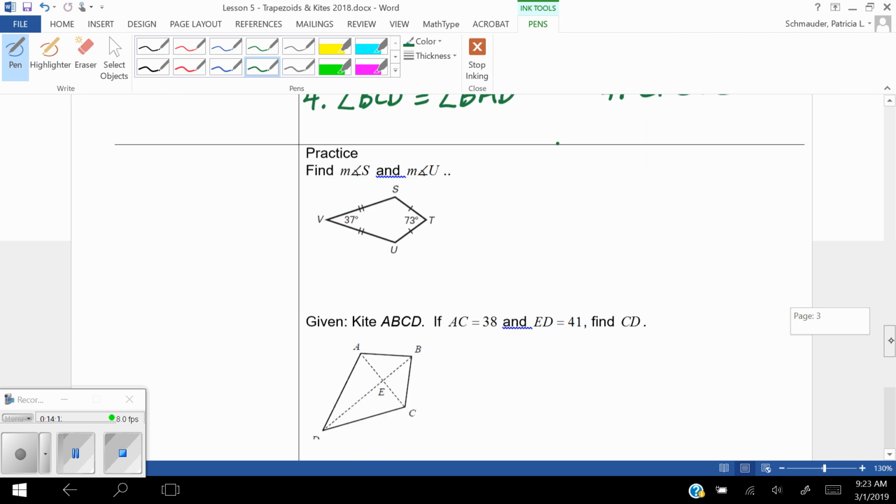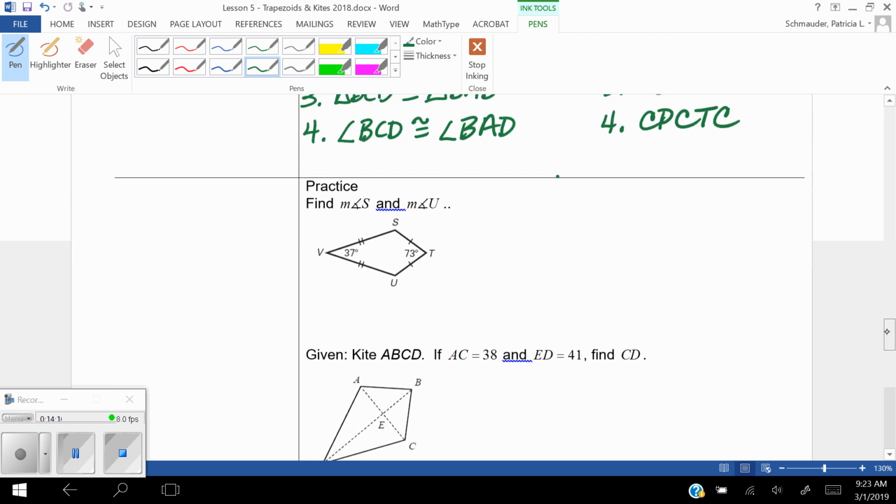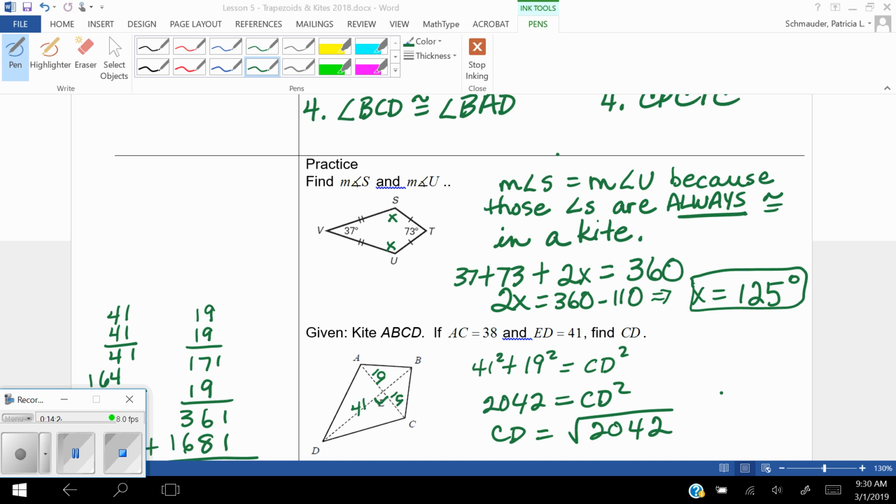Okay, so the rest of this lesson is just some practice problems for you to do. So of course you're going to pause here and I'm going to show you the answers when you get finished. Okay, here's our first problem. We needed to find the measures of angles S and U, and as I told you up above, those two angles will always be congruent.